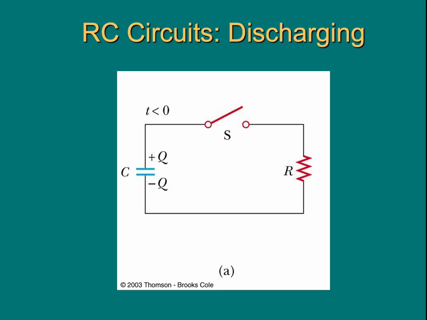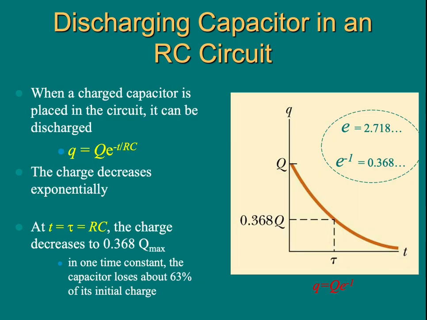Now at t equals 0, the potential of the capacitor is at its maximum. So we have maximum current at t equals 0, and the current will get smaller and smaller over time as the charge and the potential of the capacitor get smaller and smaller over time.